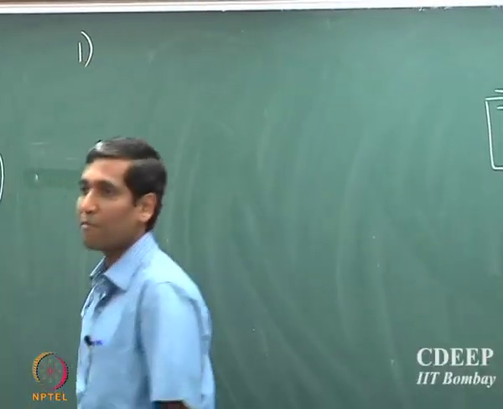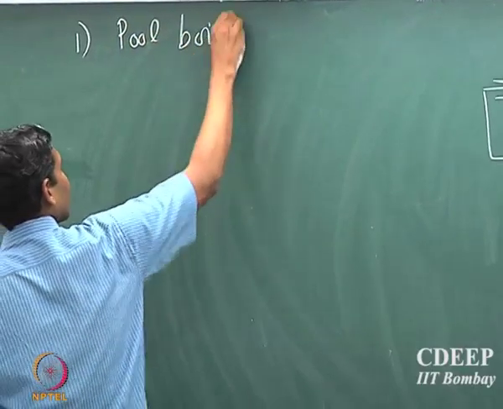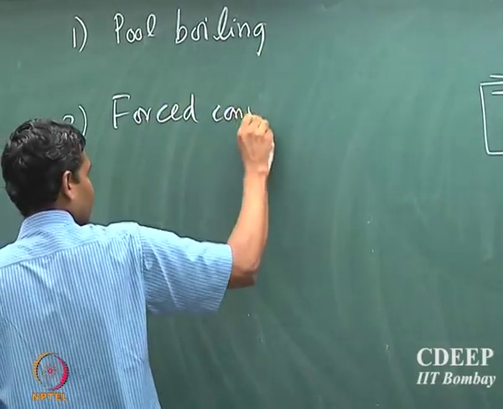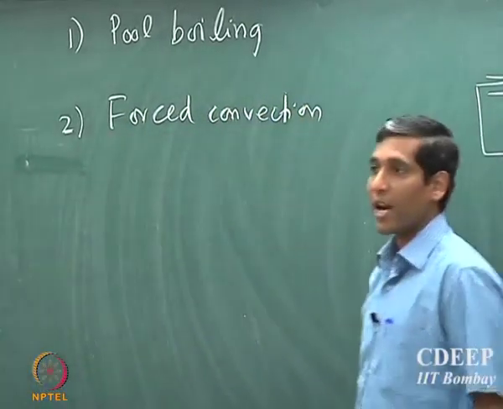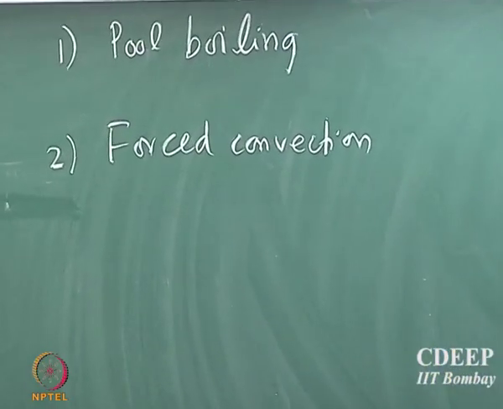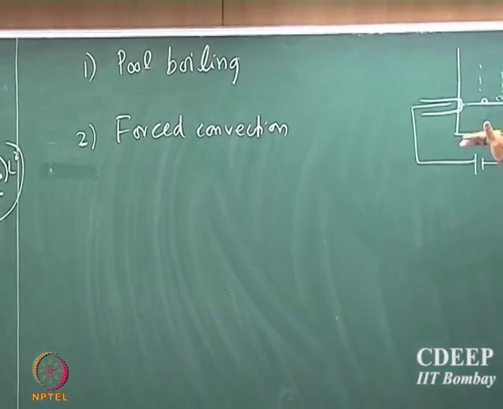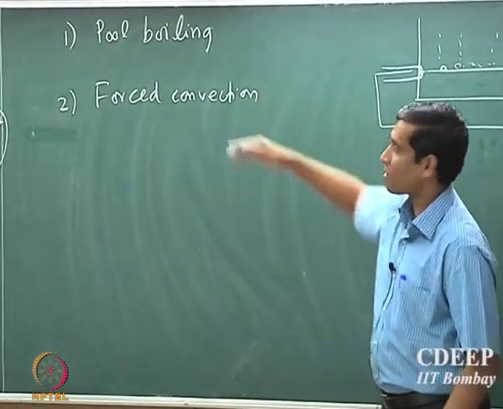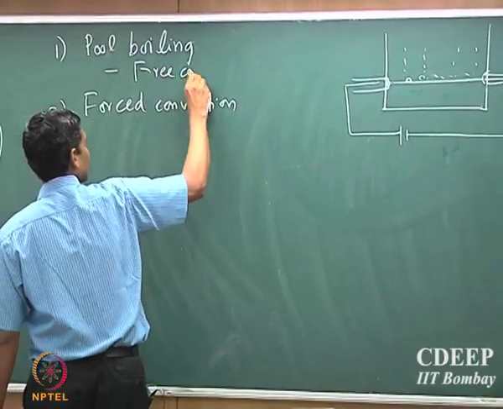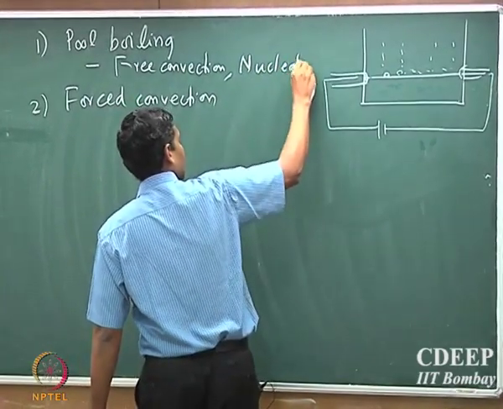So, there are 2 classes of boiling. One is called pool boiling, and the other is called forced convection boiling. It might be a bit surprising to see forced convection here. Although the fluid is not being pumped or forcefully made to flow, you will see that there is a certain type of forced convection involved, and we will discuss it very briefly when we get to that topic. In pool boiling there are 2 types. One is called the free convection mode, the other is called nucleate pool boiling.